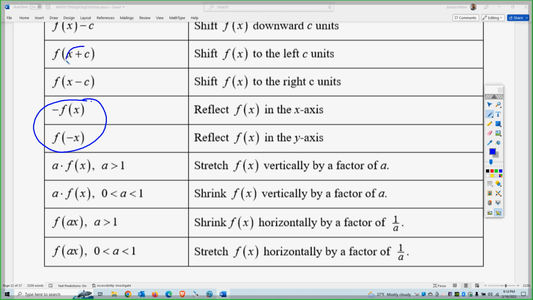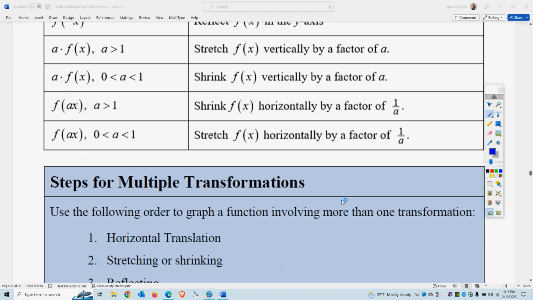And accordingly, if you do something on the inside, it affects the x value. If you do something on the outside, it affects the y value. And then lastly, multiplying by a factor will either stretch or shrink. So multiplying by a factor on the outside stretches or shrinks y, and multiplying by a factor on the inside will stretch or shrink the x values. This is your basic table of all the transformations for any function.